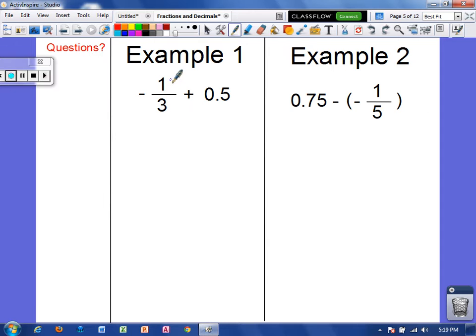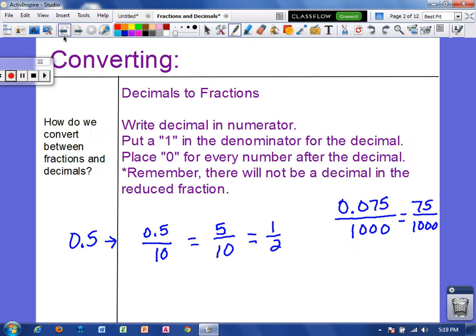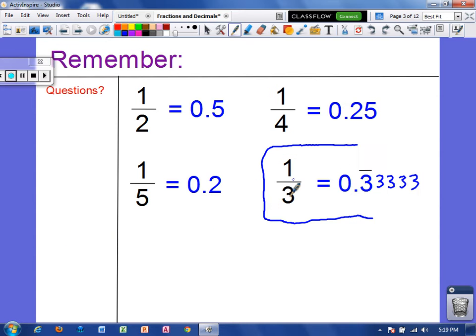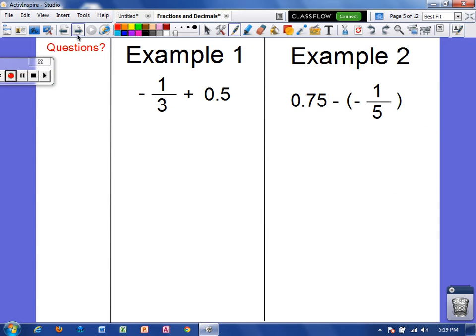Example 1, we have -1/3 plus 0.5. Now we know when we add fractions, we have to have common denominators. Okay, so this is not a fraction. So we could convert this to a fraction, but some of you may be thinking, well, why don't I convert this to a decimal? Well, remember, on this page, we said that 1/3 is a repeating decimal, and we cannot add, subtract, multiply, or divide with repeating decimals. We have to have it in the fraction form so that we can get a true answer. So I want to leave this as a fraction, which means I want to change 0.5 to a fraction.